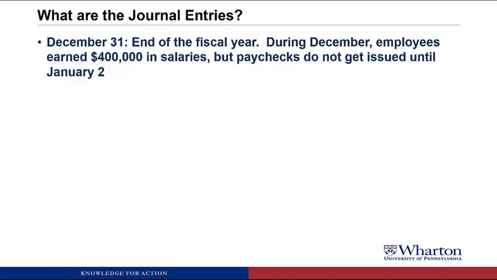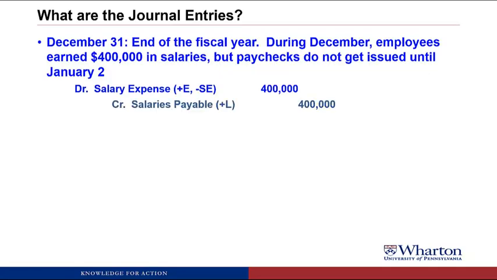Even though they haven't been paid, we have to recognize an expense for the amount of salaries that they earned during December. So we're going to create an expense, and we create an expense with a debit, salary expense for $400,000. We haven't paid them cash, but we owe cash. We have an obligation to pay them for the time they worked. That obligation sounds like a liability, and in fact it is, so we credit salaries payable liability for $400,000.